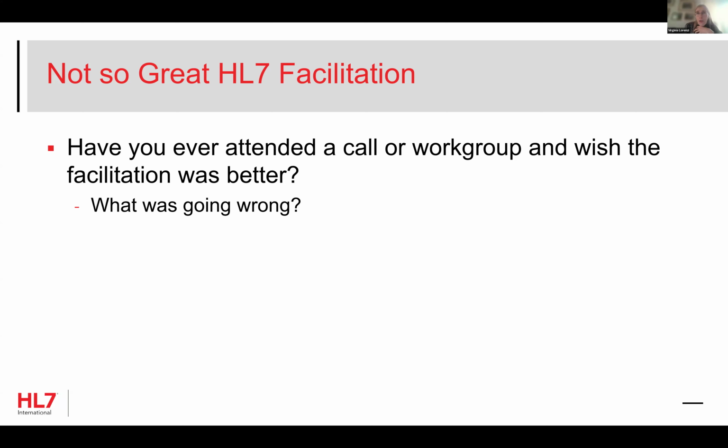But I've been on calls where I'm in a leadership position and I have felt that it's going wrong. We also lead as co-leads, we work as a team with our co-leaders. So it could be sometimes the co-leaders just don't have their teamwork going right. But what was going wrong if you were on this call and you wished it was better?